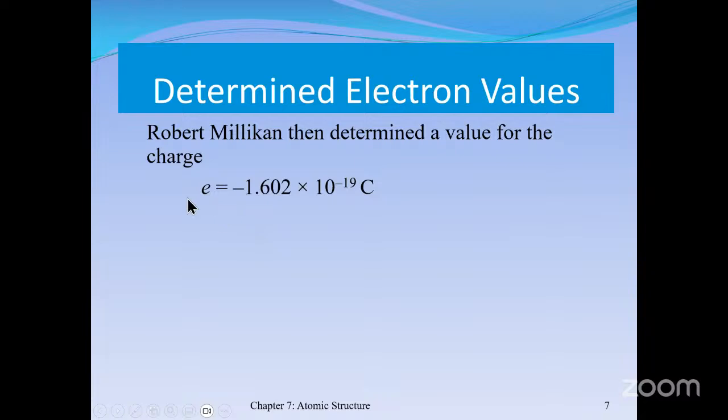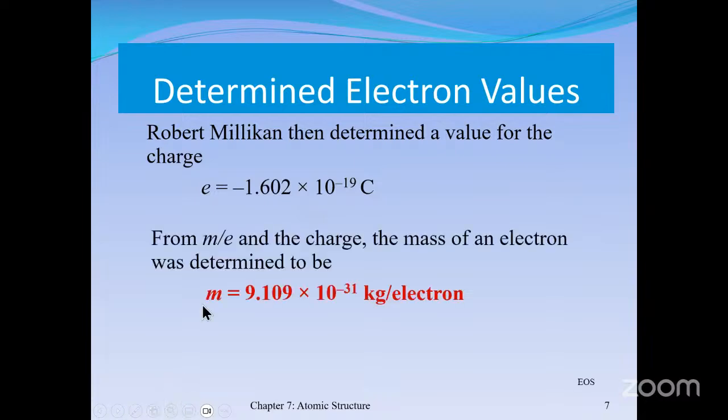And therefore, based on the mass to charge ratio and the charge that was discovered by Millikan, we can determine that the mass of the electron is equal to 9.109 times 10 to the minus 31 kilograms, right?